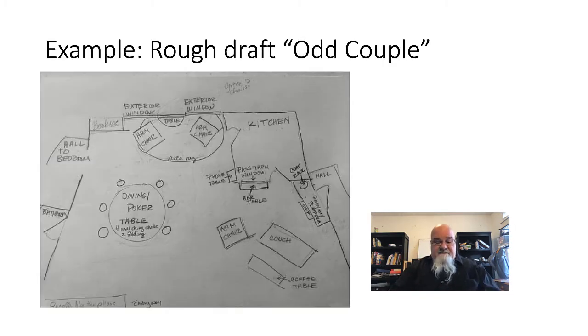Here's an example of a rough draft from a play called The Odd Couple. You can see it's pretty easily done. We have a table. You can see there are 6 chairs around it. You can see different areas to wander in and out, from the hallway into the kitchen, and a little bit of furniture on the back.